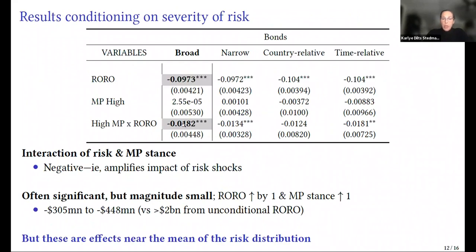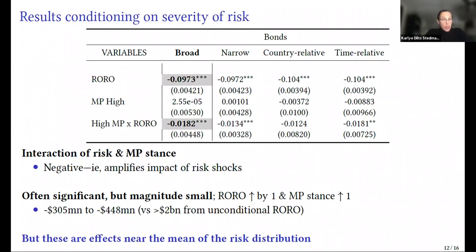But when we interact the macroprudential stance with the risk shock, the picture changes substantially. So again, we have those four measures. I'm going to be highlighting the broad index. Up top is RORO, in the middle is the macroprudential stance, and on the bottom, this third set of numbers is what I'm going to highlight. Which shows the difference in the effect of a RORO shock between having a macroprudential stance at the mean versus mean plus one standard deviation. And so the negative sign that you see here suggests that comparatively tight macropru amplifies the effect of risk shocks.